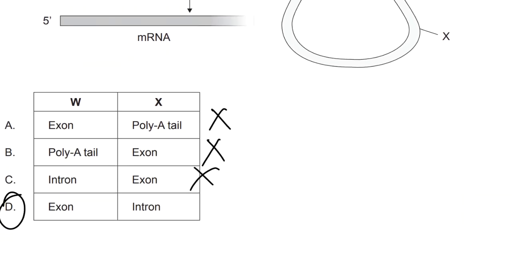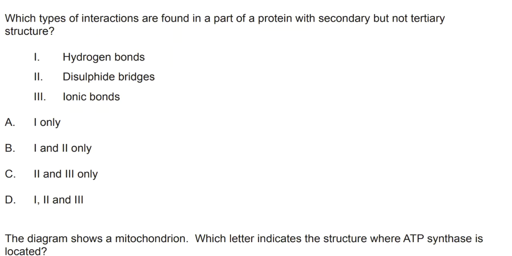So we can say D is our answer. Which type of interactions are found in the part of a protein with secondary but not tertiary structure? So secondary structure consists of alpha helices and beta pleated sheets. And these are due to hydrogen bonding.